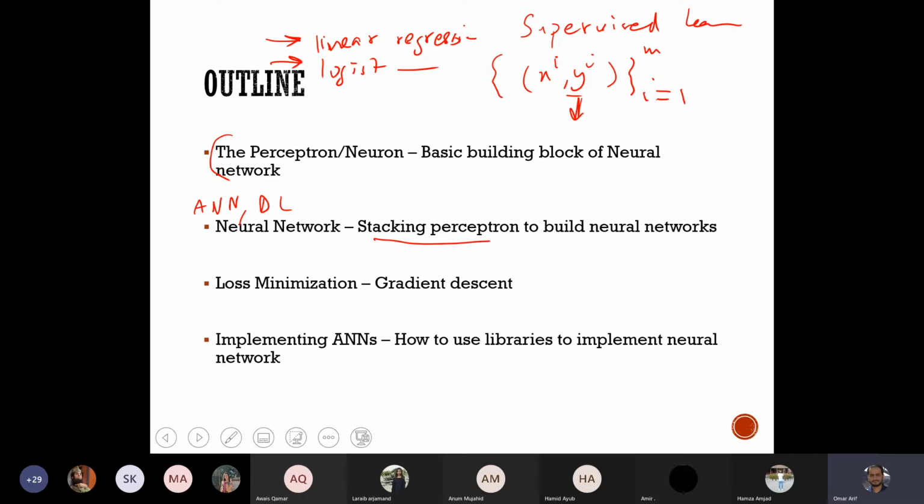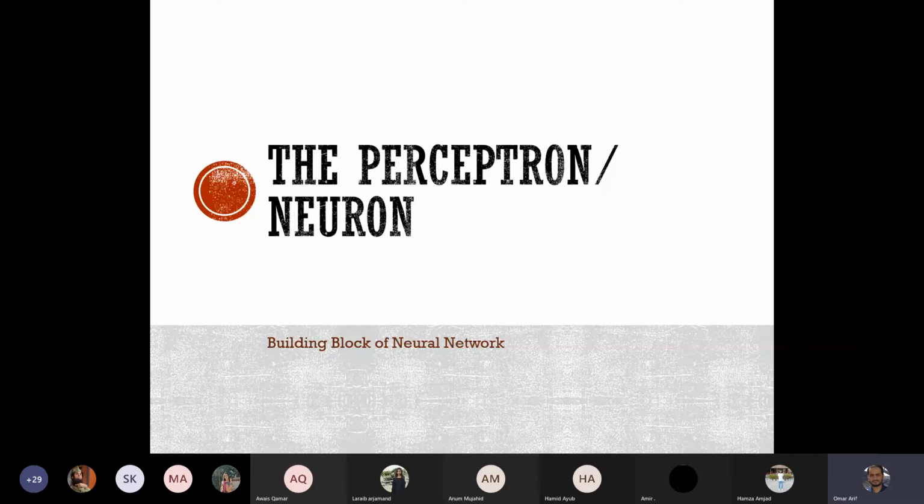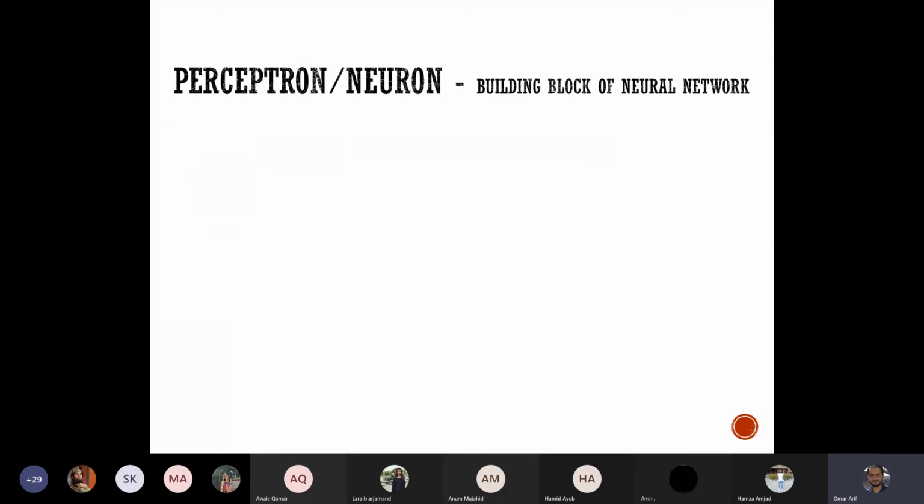Okay, so after this background, let's start with the first part, the basic building block of the neural network. The basic building block is called the perceptron. It is also called neuron, or to be more exact, artificial neuron, to distinguish it from the biological neuron. And as you will see, the perceptron is what you have actually studied in logistic regression.